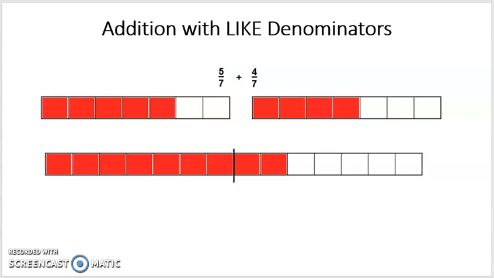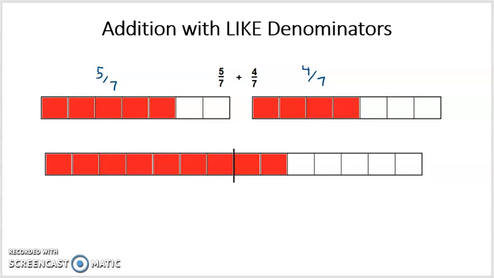So we're going to start off with some addition problems where we have the same denominator, so like denominators. In this problem, we are trying to find the sum of 5/7 plus 4/7. So 5/7, if you take the fraction strip divided into sevenths, would be 5 of the 7 pieces of the fraction strip. 4/7 is 4 of the 7 pieces of the fraction strip.